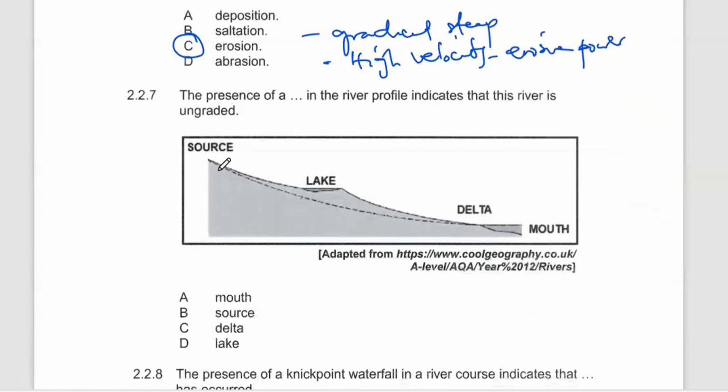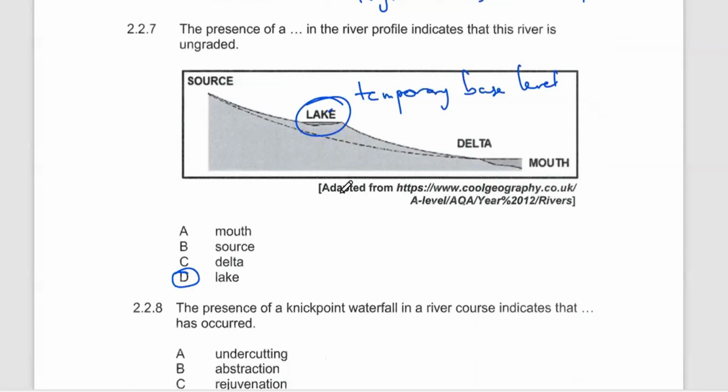Right. The presence of a dash in the river profile indicates that this river is ungraded. What evidence do we have which suggests the river is ungraded? There is a lake that you are seeing along the longitudinal profile. And what is this lake? It's a temporary base level of erosion. It's temporary in the sense that it can be eroded and it will disappear if the river achieves grade. So the presence of the lake along the longitudinal profile suggests that the river is ungraded.